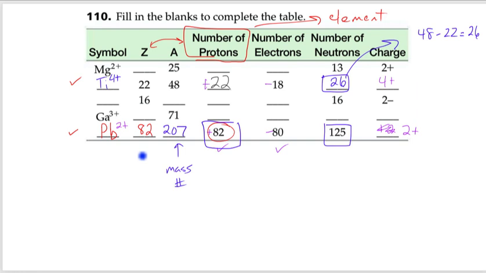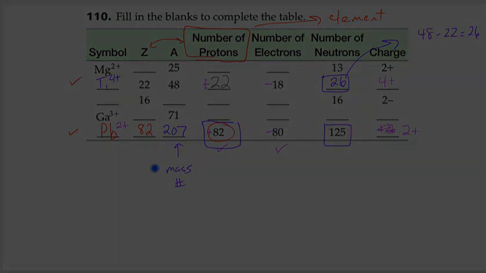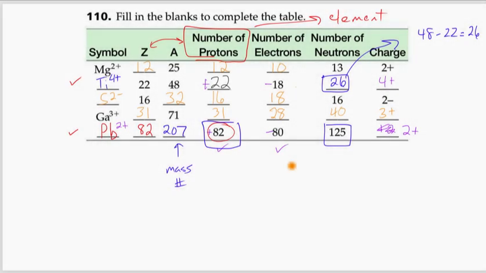Okay, go ahead and pause the video, work on the other 3 lines, and then once you restart the video, you'll see the answers to all the blocks there. So there are the answers.